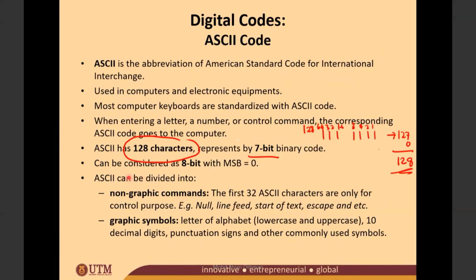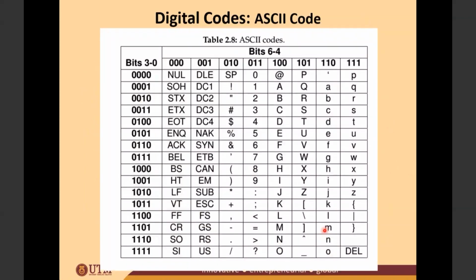So this ASCII can be divided into non-graphic commands. For example, the first 32 ASCII characters are only for control purposes, such as null, line feed, escape, enter, start of text, end page, print screen, and etc. So this is what we call non-graphic commands. And next is graphic symbols, which are letters of the alphabet, either lowercase or uppercase, 10 decimal digits, punctuation signs, and other commonly used symbols. So this is the ASCII table.